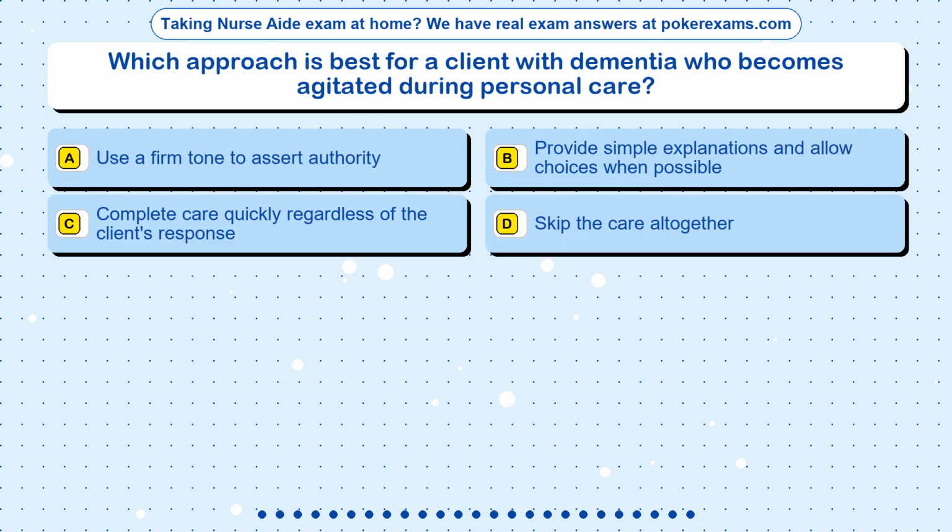Question 18. Which approach is best for a client with dementia who becomes agitated during personal care? Option A. Use a firm tone to assert authority. Option B. Provide simple explanations and allow choices when possible. Option C. Complete care quickly regardless of the client's response. Option D. Skip the care altogether.